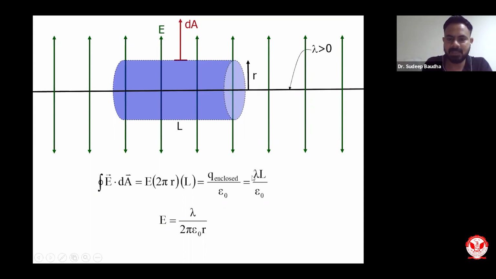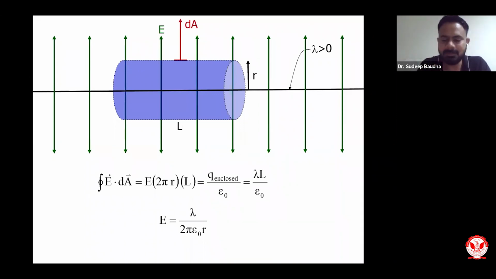So it becomes lambda into L. Lambda is the linear charge density, L is the length of this wire, and epsilon naught. Simple, got it. So E equals lambda upon 2 pi epsilon naught r. So we got the electric field due to an infinite line charge without applying integration.